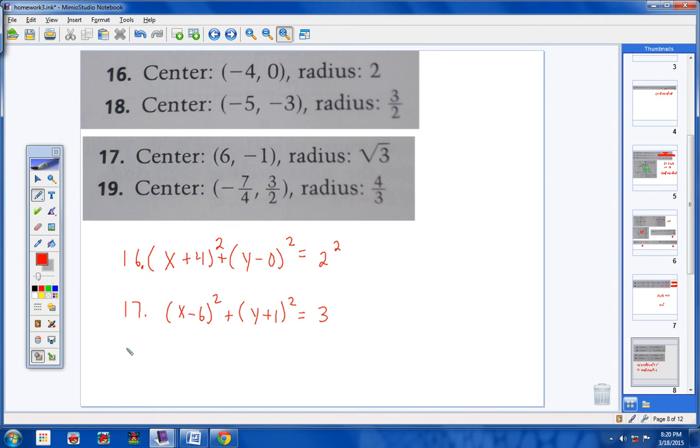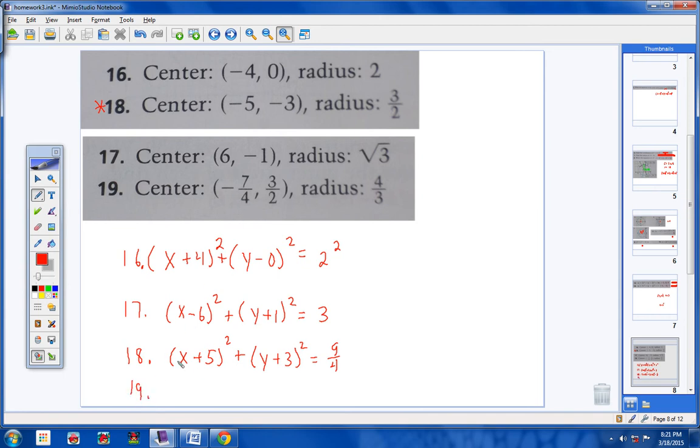Number 18. Number 18 is right here. Change the sign of the negative 5. Change the sign of the negative 3. And then the radius is 3 halves, so we put 3 halves squared. So 3 times 3 is 9, 2 times 2 is 4. You're also welcome to put 9/4 if you want to. Alright? And then lastly, number 19.